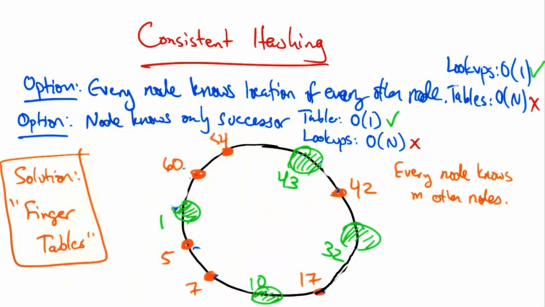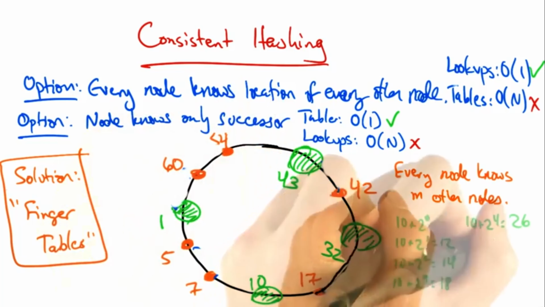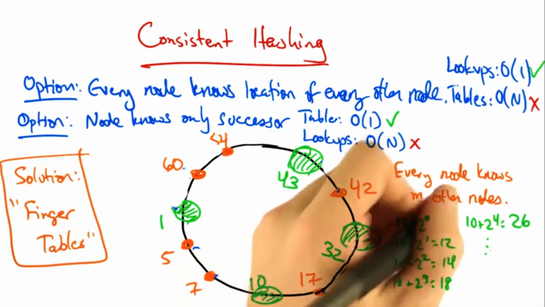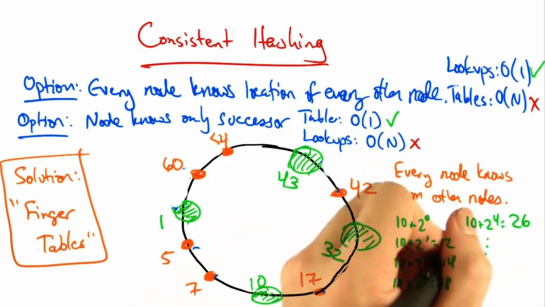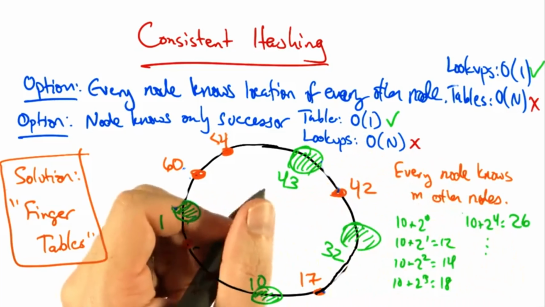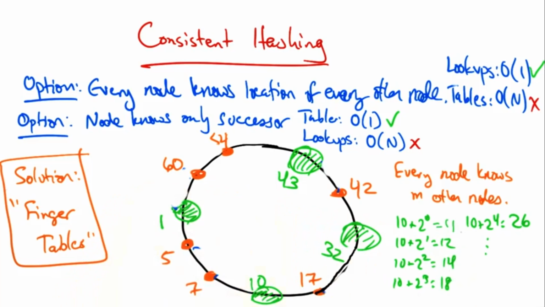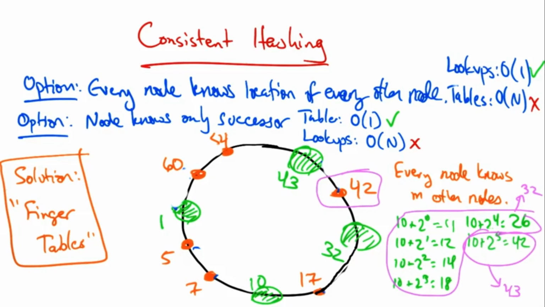So for example, node 10 would maintain mappings for 10 plus 2 to the 0, 10 plus 2 to the 1, and so forth, where finger i points to the successor of n plus 2^i. So finger 0 would point to the successor of 11, which is 32. Finger 1 would also point to 32, and so forth. Finger 5 would point to 43. Now every node knows its immediate successor.